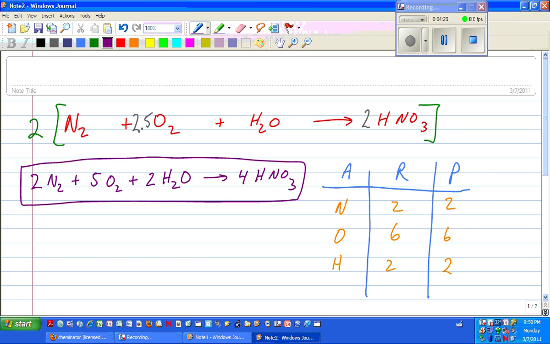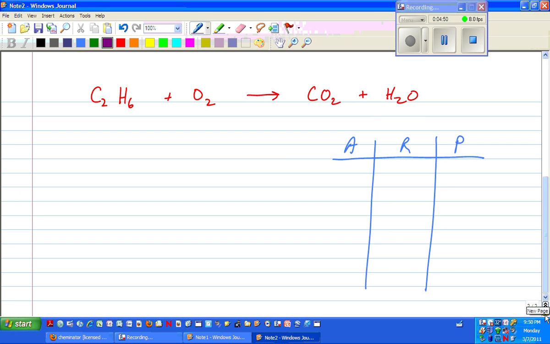Now it's balanced with whole numbers and no fractions. So that's really the way we want these things. Lowest whole number ratios, just like the empirical and molecular formulas. Lowest whole number coefficients in order to balance the equation. Let's try one more of these, and then we'll go ahead and wrap it up.